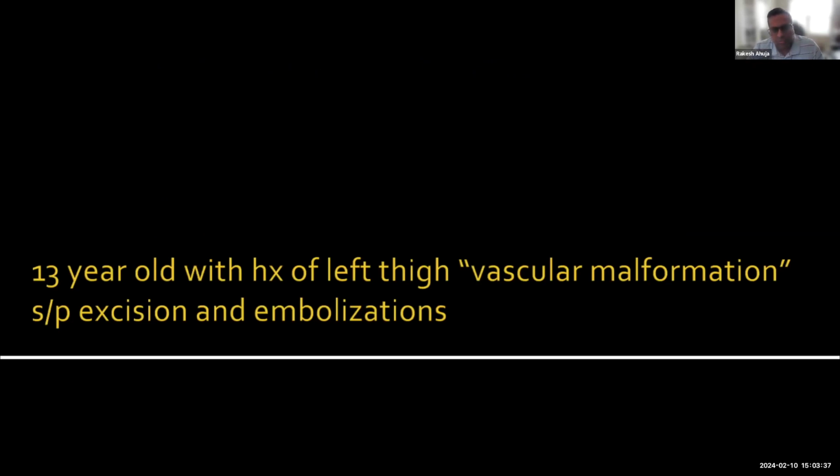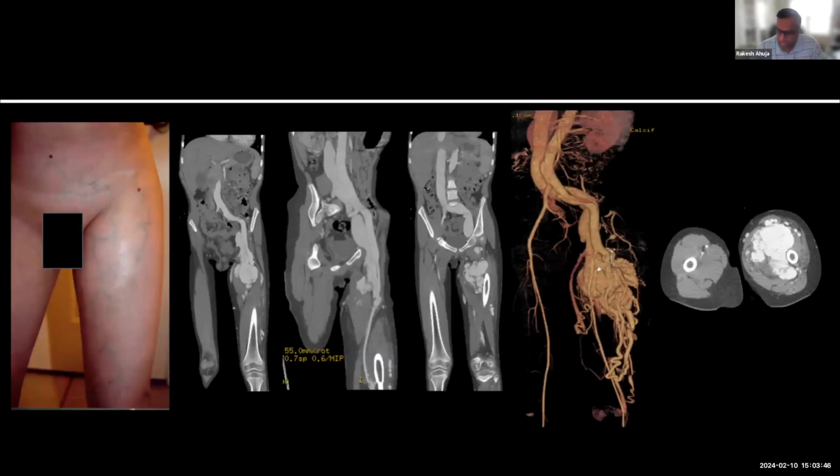This was a 13-year-old patient who presented to us with a left thigh so-called vascular malformation, had some kind of surgery done, which was excision, and some kind of embolizations done. So as you can see, the swelling of the left lower extremity, there is a significant amount of venous congestion. On the other side, the leg, you can see on the axial, is much smaller than the left leg. And here on the MIP images, which is maximum intensity projections, huge vascular malformation.